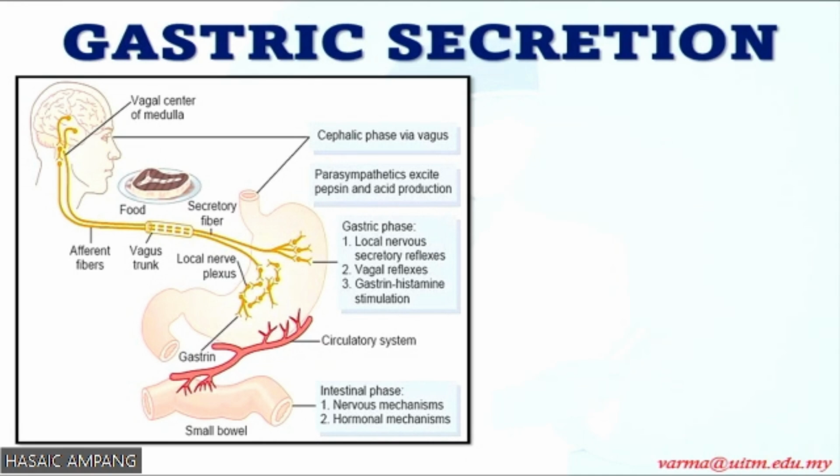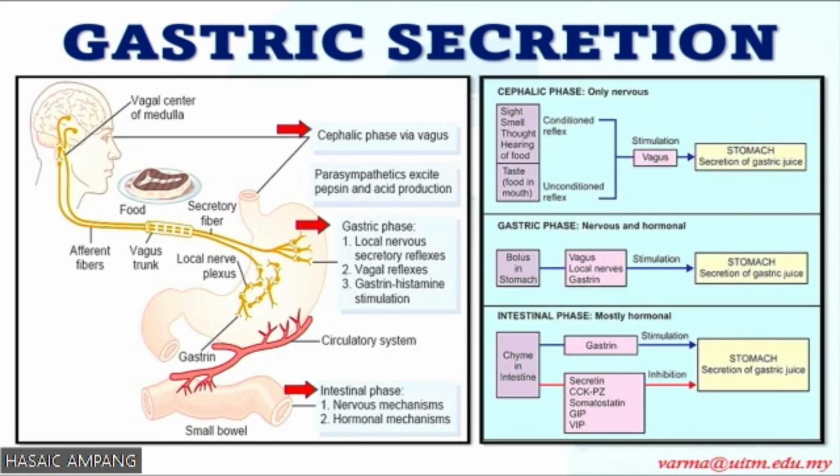But gastric phase is neural plus chemical. Then your intestinal phase is also both, but mainly hormonal. So cephalic phase is only nervous. It's a conditioned or unconditioned reflex. It's mainly by your brain getting your senses. It can be sensed from an odor, can be taste and everything. So it sends a stimulation to the vagus nerve.